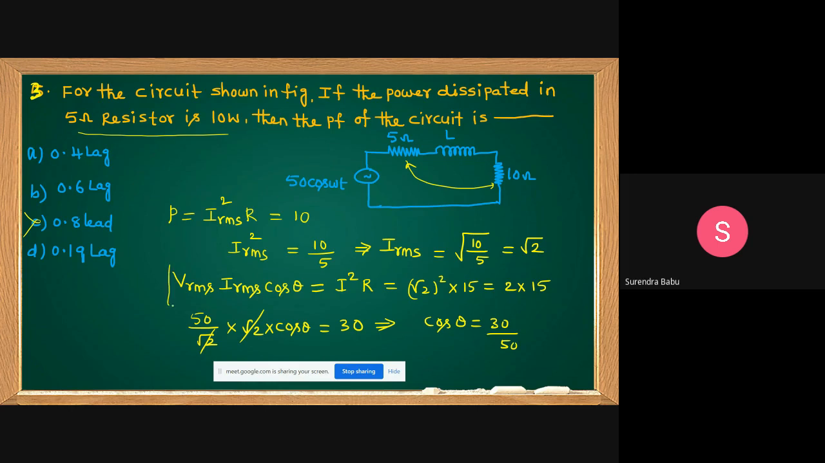This formula I gave, in the RL circuit, in impedance, in the power triangle. Friends, this is the power dissipated by the resistor, PR, not the total active power. It is the power dissipated by only the 5 ohm resistor, not the total active power in the circuit. So how much is this, students? 0.6 lagging, because of the RL circuit it is lagging. Then which option is correct? Option B is correct. Clear? Any doubt?